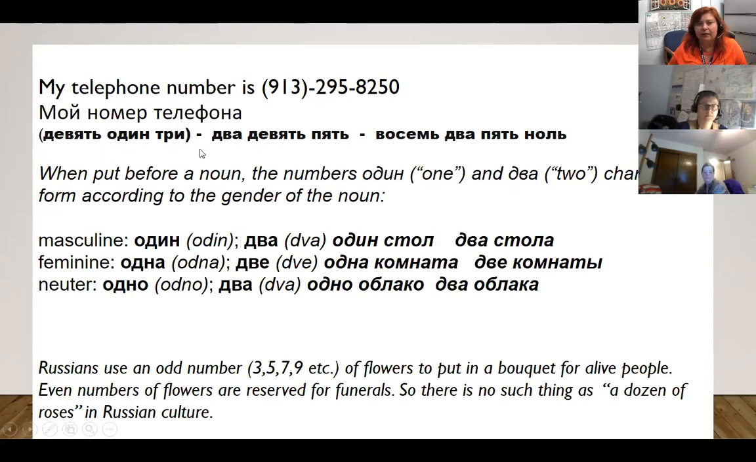Except Russians probably will count in tens and will say 913, 295, 82, 50. And I think all Russian numbers have 7 digits. Area code could be 3 digits, but the regular number will be 7. So it will sound something like 295, 82, 50.